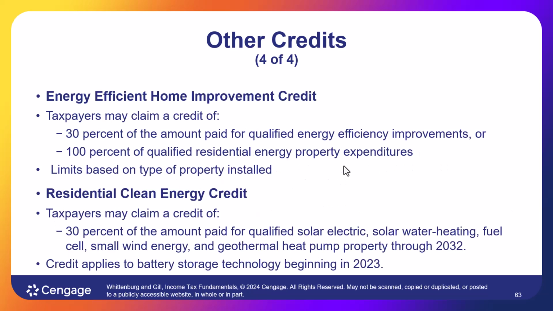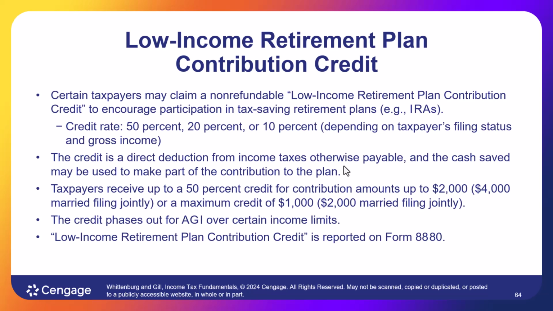Energy efficient improvements are 30% of those paid for qualified energy improvements or 100% of qualified residential energy property expenditures. It is limited based on the property type that is installed. So solar, think about solar. That's what we're doing. Or potentially windows or something like that. The taxpayer may claim 30% of the amount qualified for solar electric, solar water heating, fuel cell, small wind energy, or geothermal heat pumps through 2032. The credit applies to battery storage technology beginning in 2023.